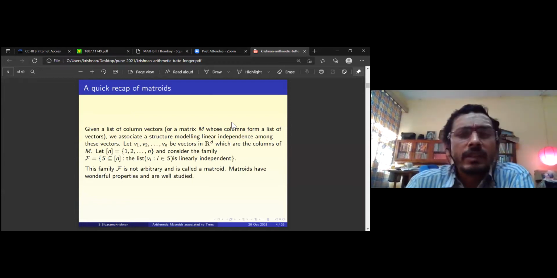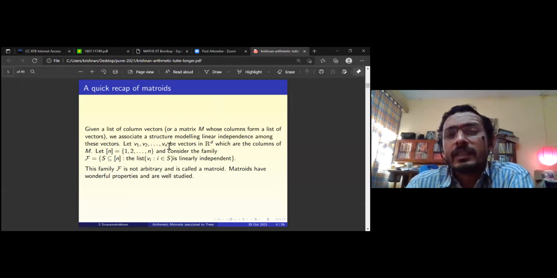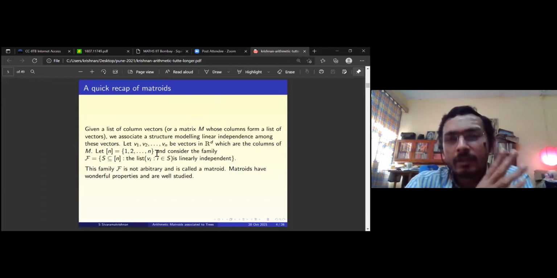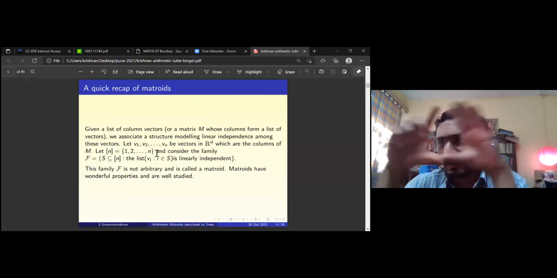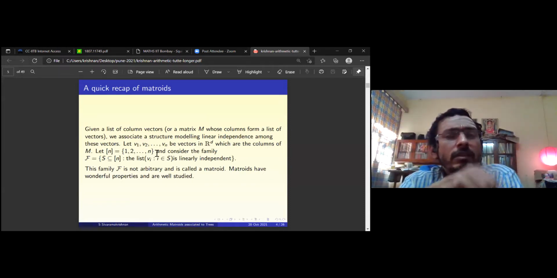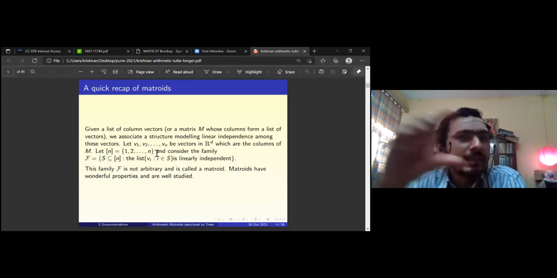v1, v2 to vn are the vectors in R to the D. Let's say D-dimensional space. Yeah, and let's say they are the columns of some matrix capital M. So you look at the columns, let's say 1, 2, 3, etc. up to n. Let's say the square bracket n is the set 1, 2 to n. So that's actually the index set of the columns of this matrix capital M. Is it okay? So we have a D cross n matrix. There are n columns, each of which is a D-dimensional vector.